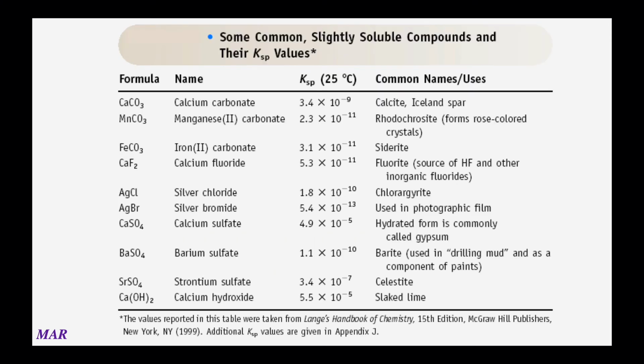Here are some representative Ksps that I just happened to find, and look at all of those Ksp values. First of all, it says 25 degrees. They are temperature dependent, and we'll talk about that later. But all of those Ksps are numbers less than 1. So what that tells you right away is all of these compounds will form a solid very readily.